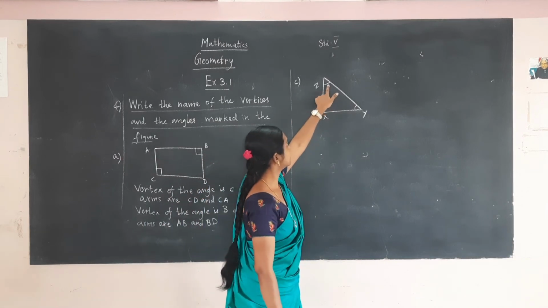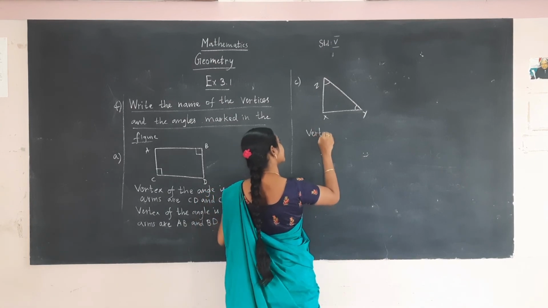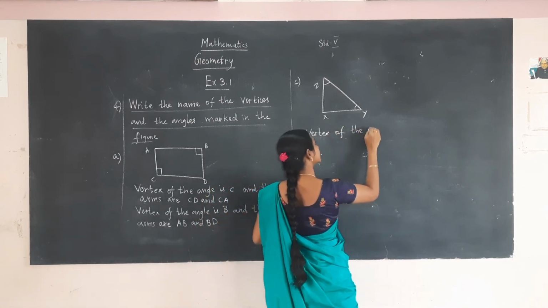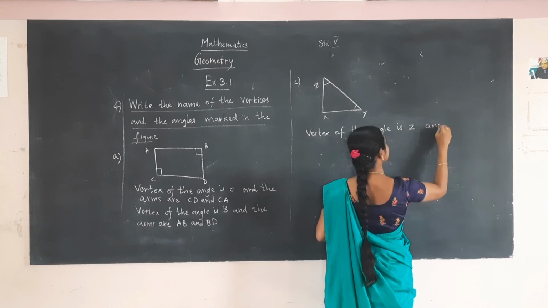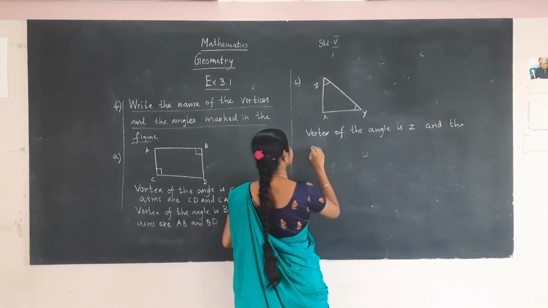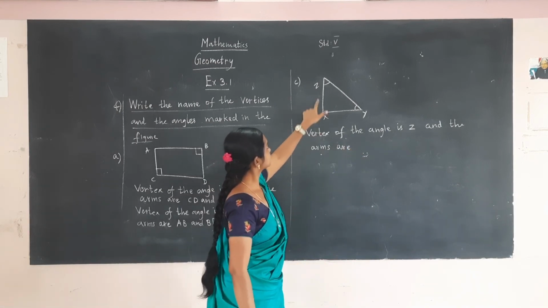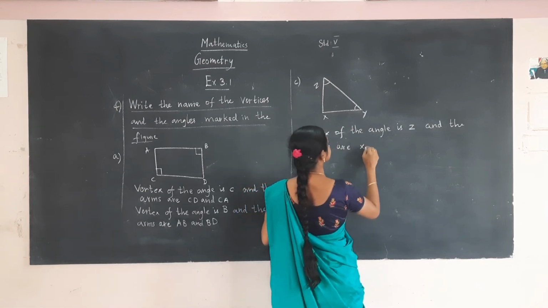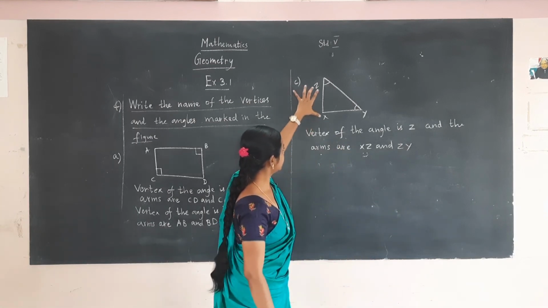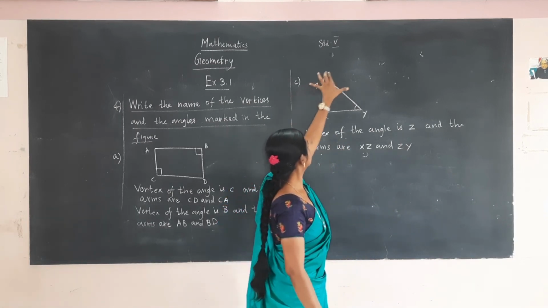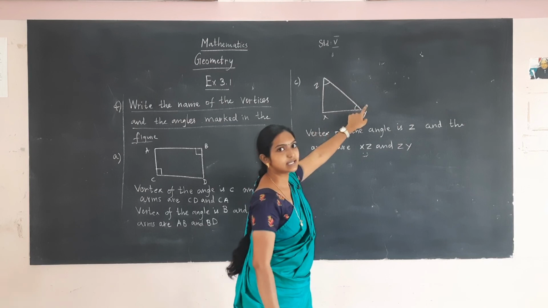Next the angle is here, that is angle is formed in Z. So Z is the vertex. Vertex of the angle is Z and the arms are XZ and ZY. The angle is formed in between XZ and ZY. So Z is the vertex and XZ and ZY are the arms of the angle.